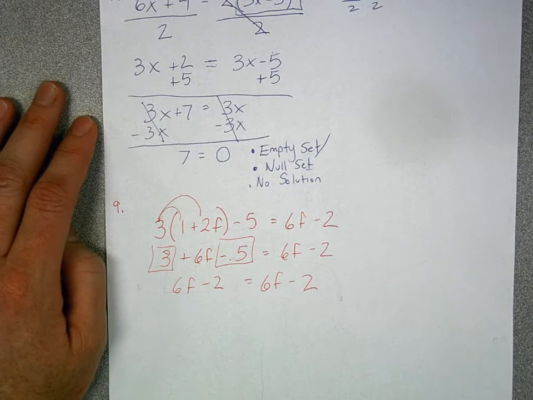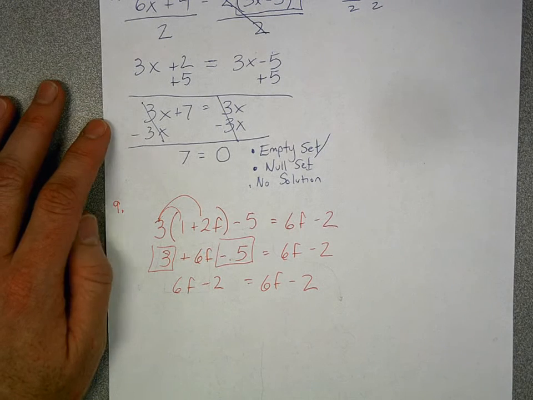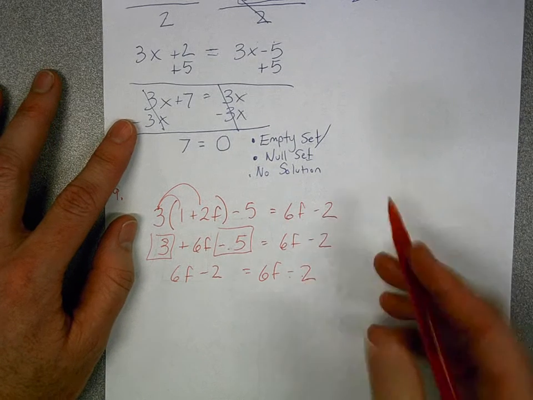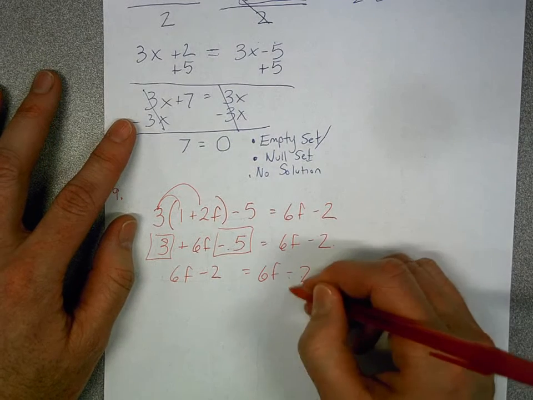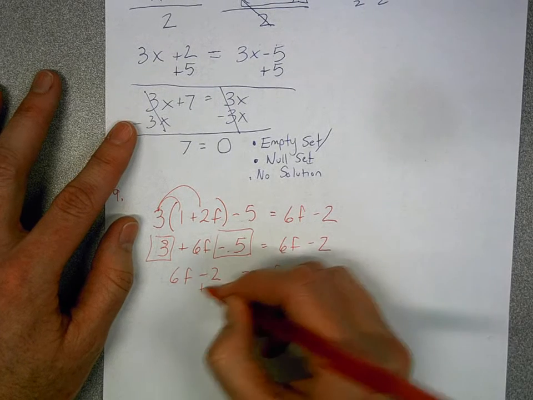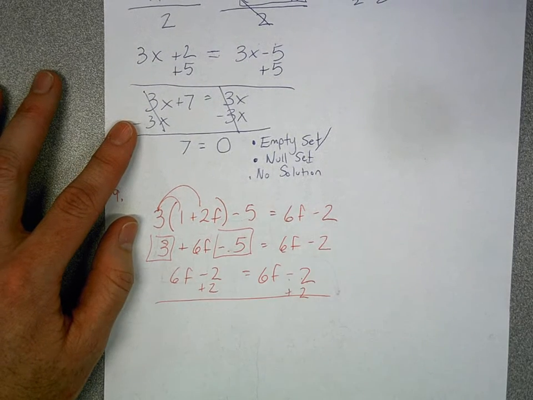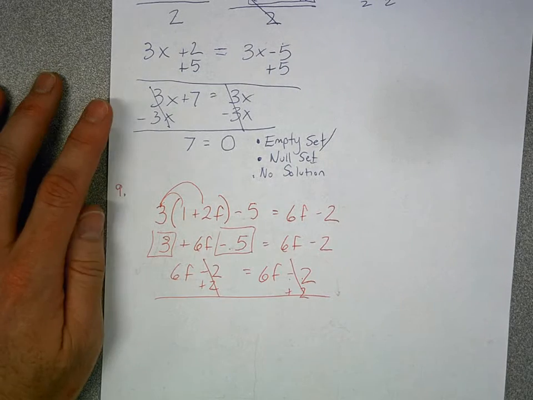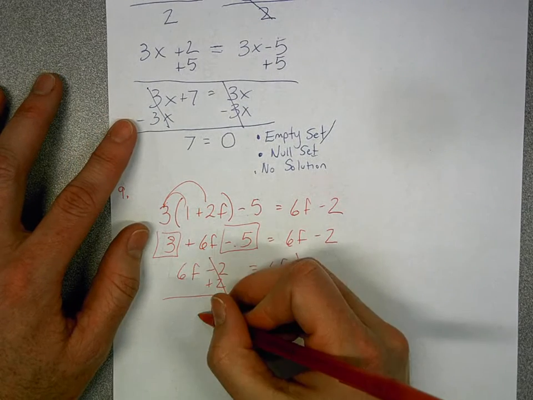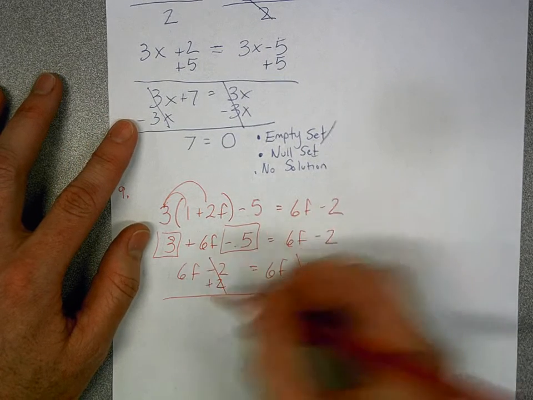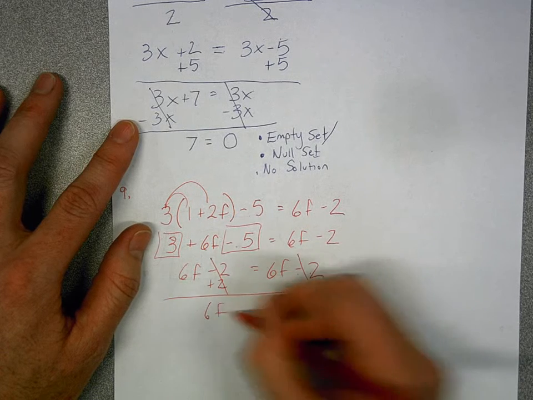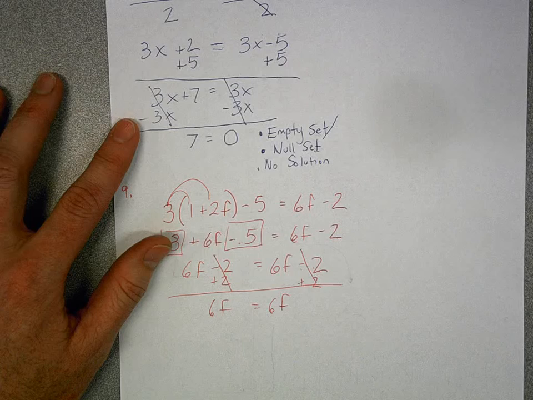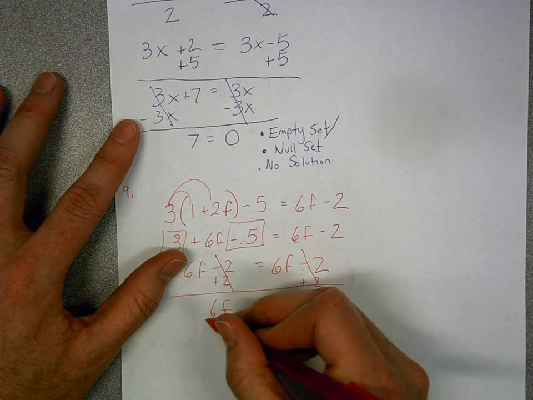Now if you don't already see it, I'm going to keep going. Negative 2 here, I'll take my constant this time. I'll add 2 to both sides. That cancels, but so does that. And I end up with 6f equals 6f. Some of you guys are obviously seeing it now, right? If you want to, divide both sides by 6.